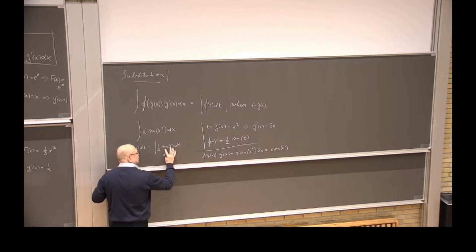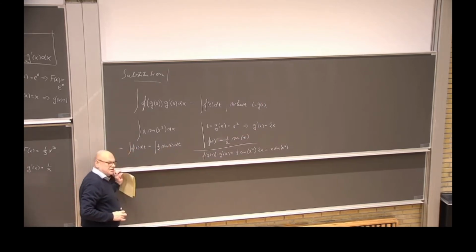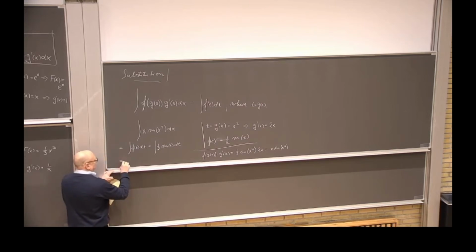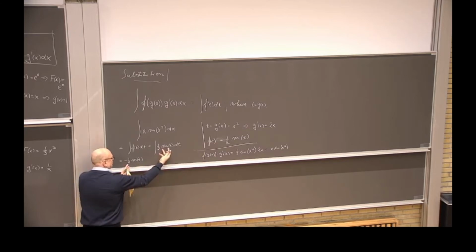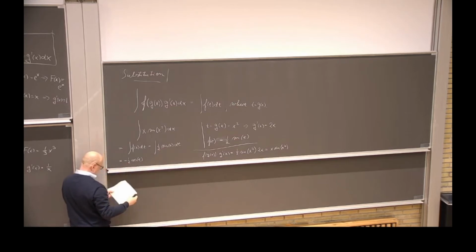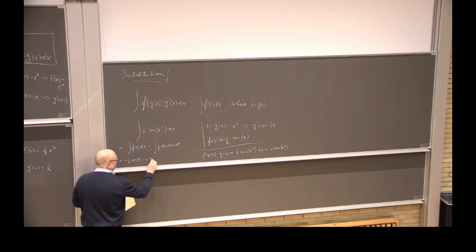because this one here you can easily integrate. I get minus 1/2 cosine t, because the derivative of cosine is minus sine of t, and then you get this integral here. And then you have some arbitrary constant.